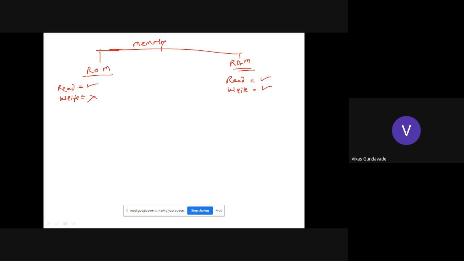Now this ROM again has different types. The first one is PROM, that is programmable read-only memory. The second is EPROM, that is erasable programmable read-only memory. And the third one is EEPROM.